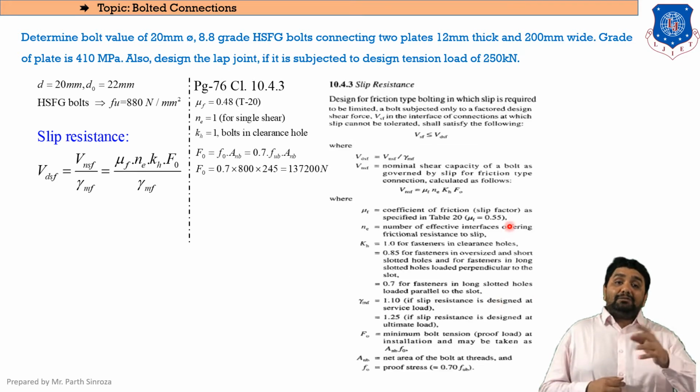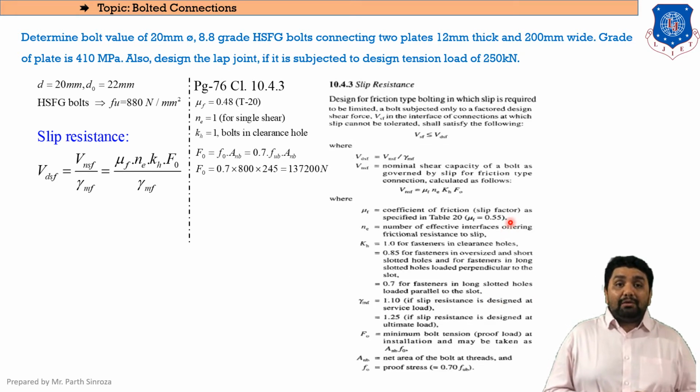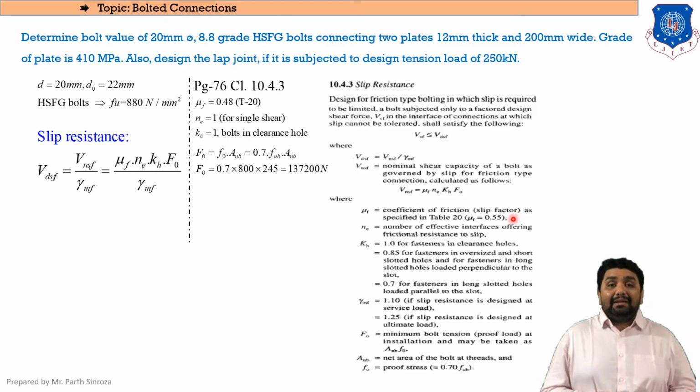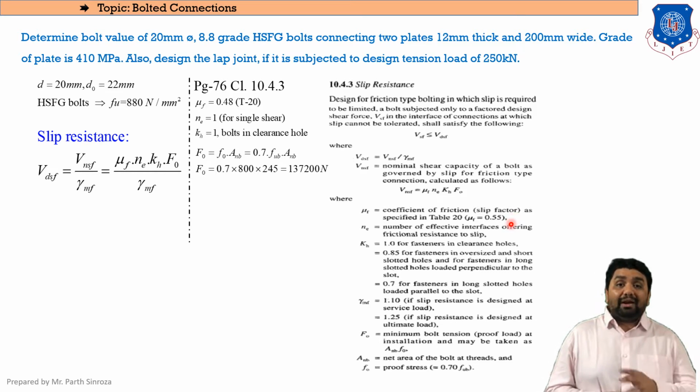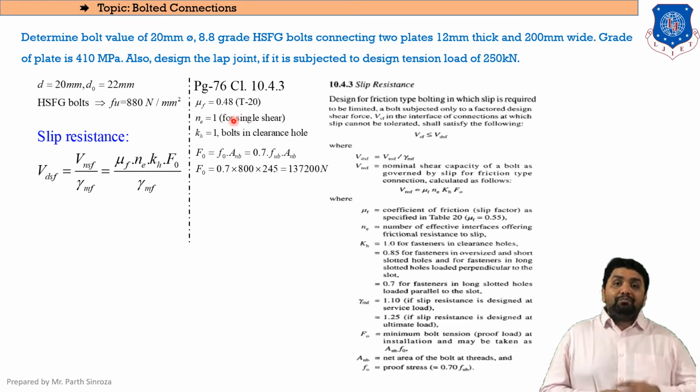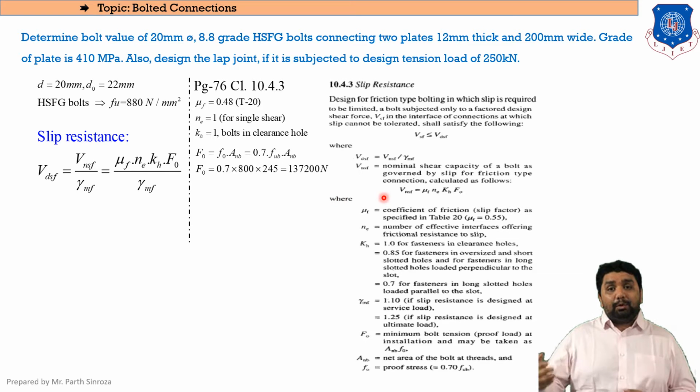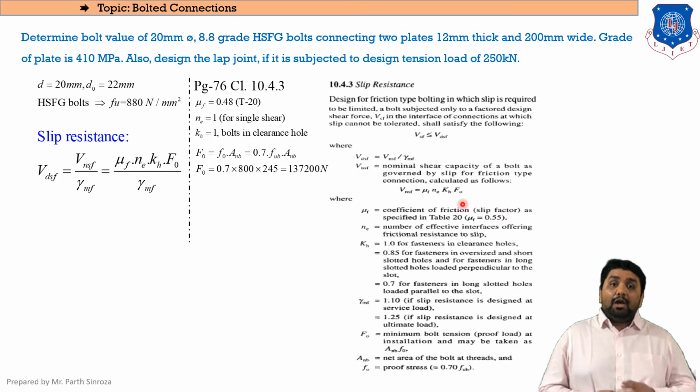Now as per our code, mu f equal to some equation is given, and at the end in brackets it is mentioned that mu f equal to 0.55. So if you want to write mu f equal to 0.55, then also it is viable. There is nothing wrong in that. There will be no variation in the final answer. So either you can take mu f equal to 0.55 directly, or you can use Table 20 that we have seen. So these were mu f, kh and Ne.